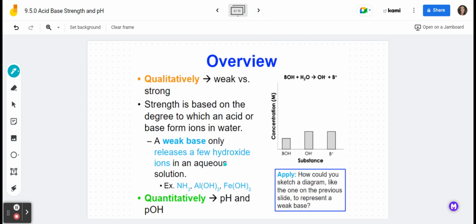Weak bases only produce or release a few hydroxide ions in aqueous solution. So same concept as an acid, except your original base is going to be intact when it's weak. So you're not going to produce a lot of OH minuses. Qualitatively, we call these weak versus strong. Quantitatively, we are going to calculate them as pH and pOH. So, by the way, for example, some different bases, ammonia is a weak base, so is aluminum and iron hydroxides.